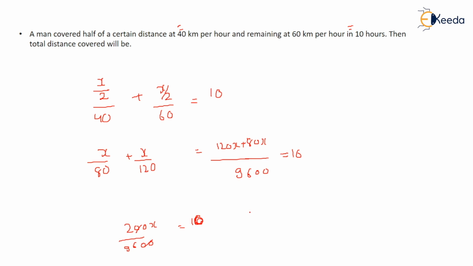So you have to multiply this. So this comes out to be 10 into 96 equal to 2x. This comes out to be 960. 960 divided by 2, this comes out to be your distance. So when you divide it by 2, it comes out to be 480 kilometer. So the total distance was 480 kilometer.